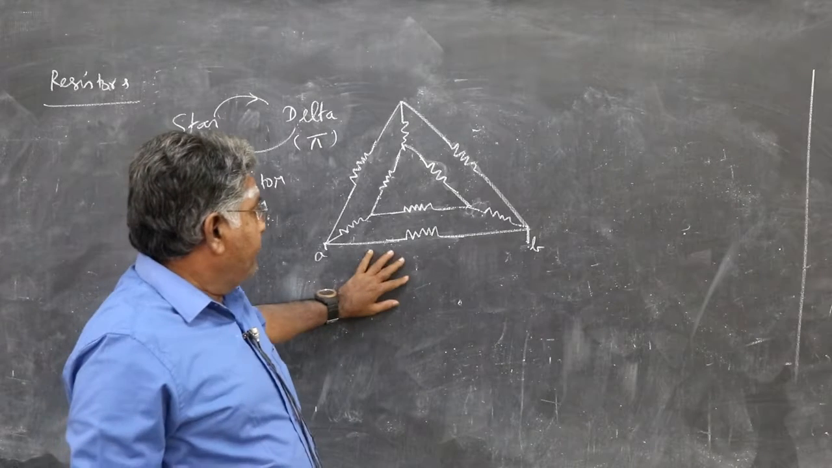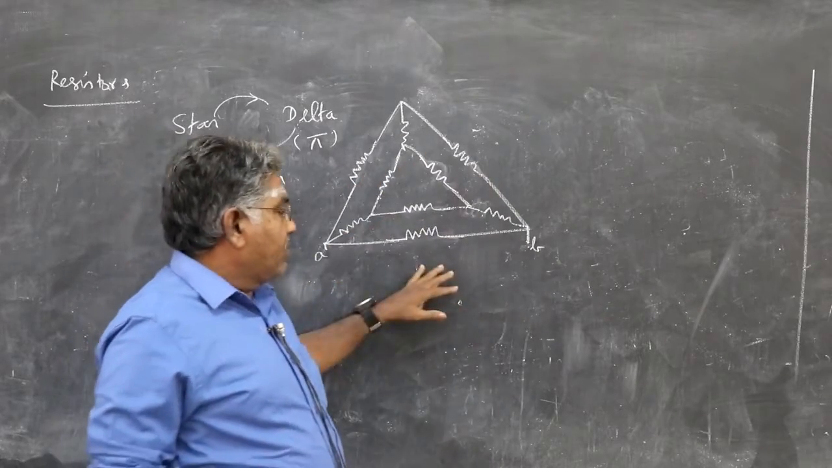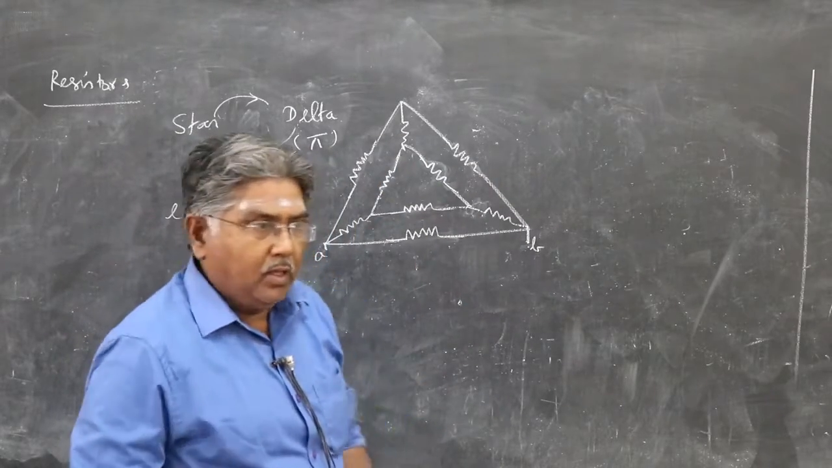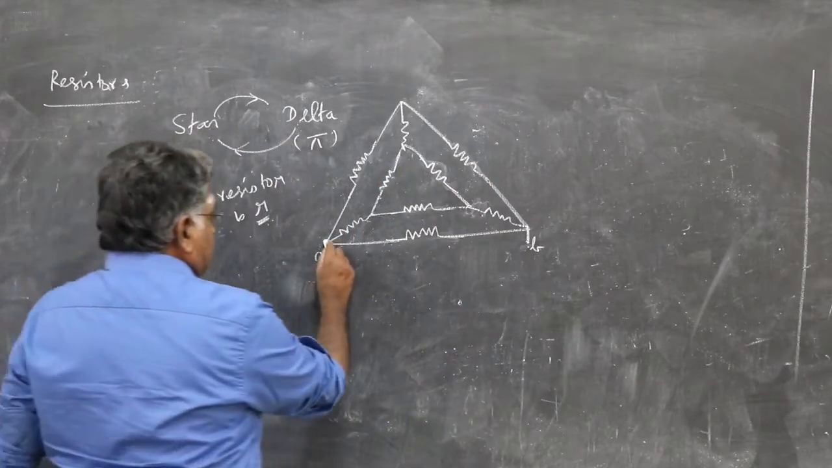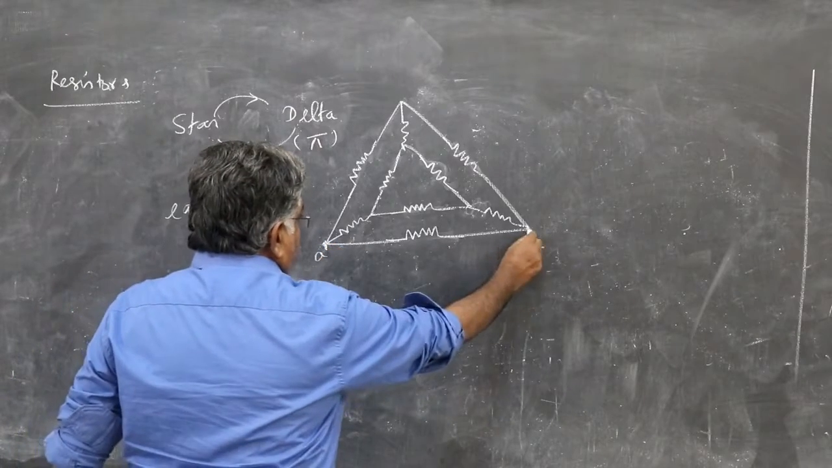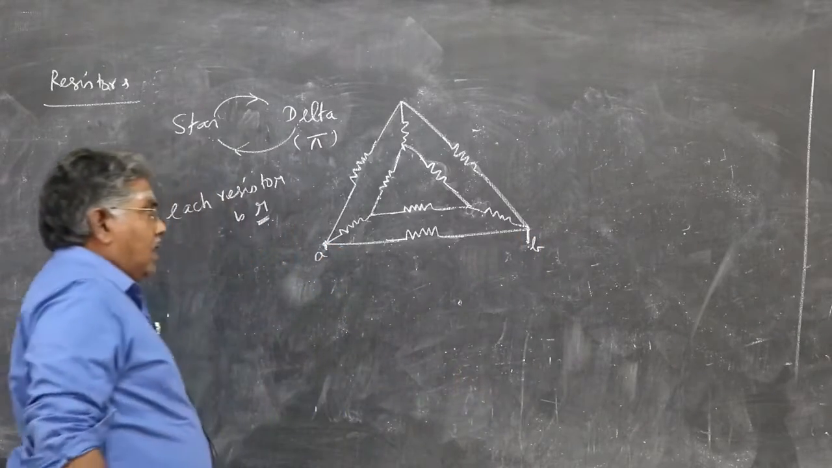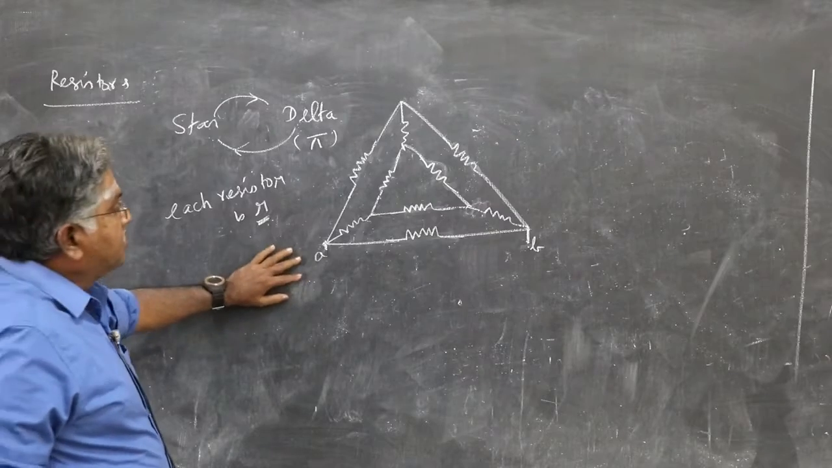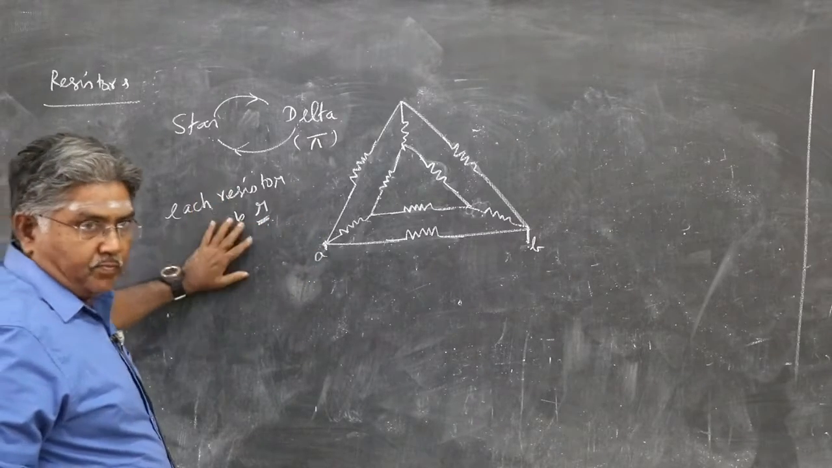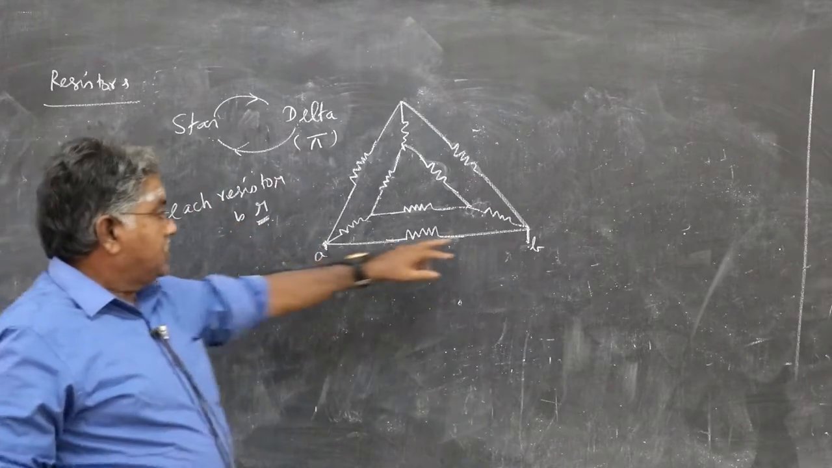Now here you see there is a network of resistors given. We are supposed to find the effective resistance between A and B. And it is also given each resistor value is R ohms. You are supposed to find the effective resistance between A and B.